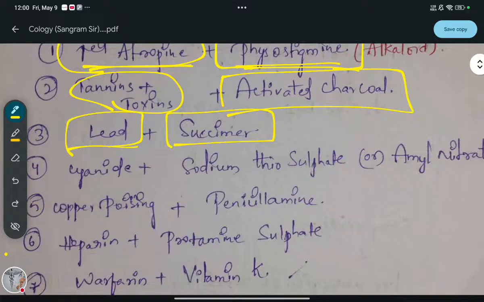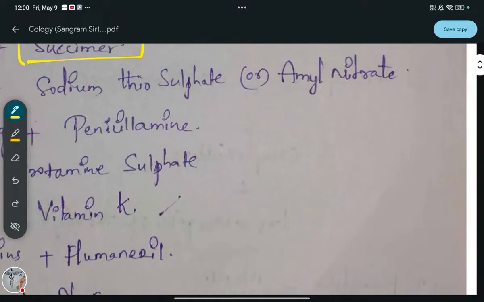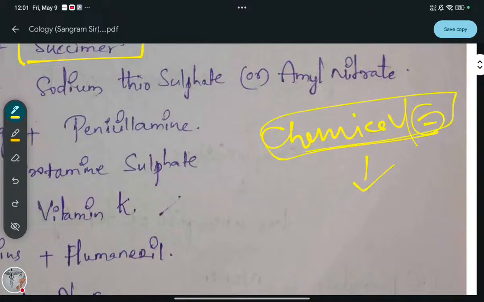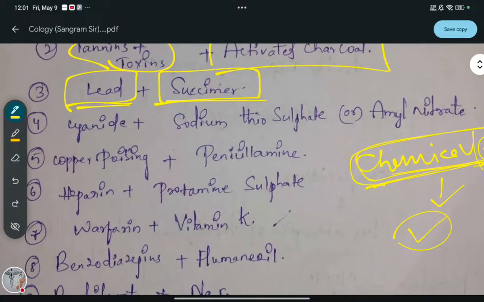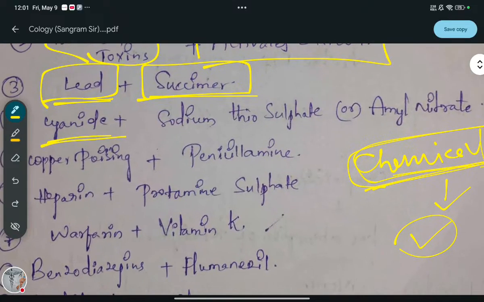Now I forgot to mention one thing: chemical antagonism is mainly used in the case of toxicity treatment. For any type of chemical toxicity treatment, mainly chemical antagonism is used. Okay, so what are they? Next, lead toxicity is treated with succimer, and next, cyanide toxicity is treated with sodium thiosulfate or amyl nitrate.